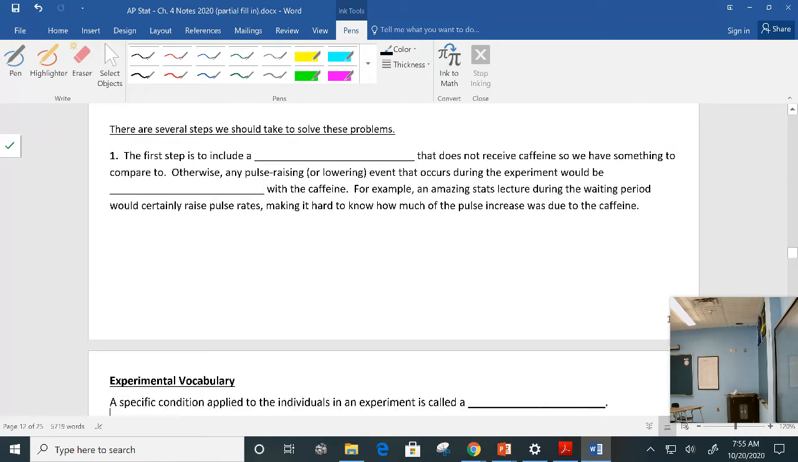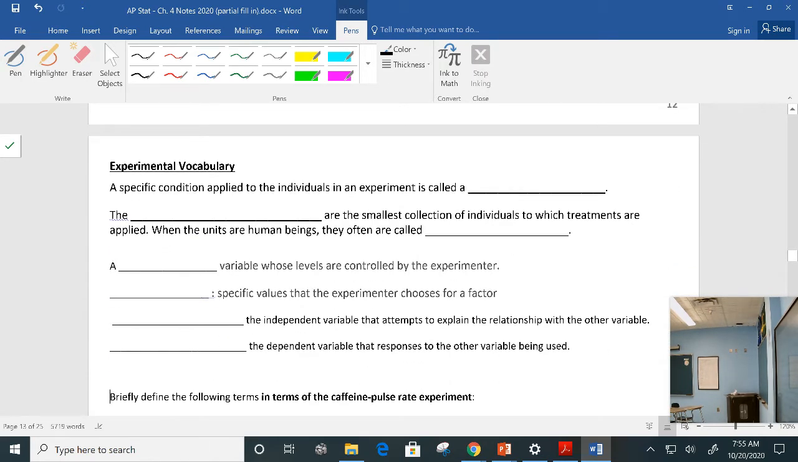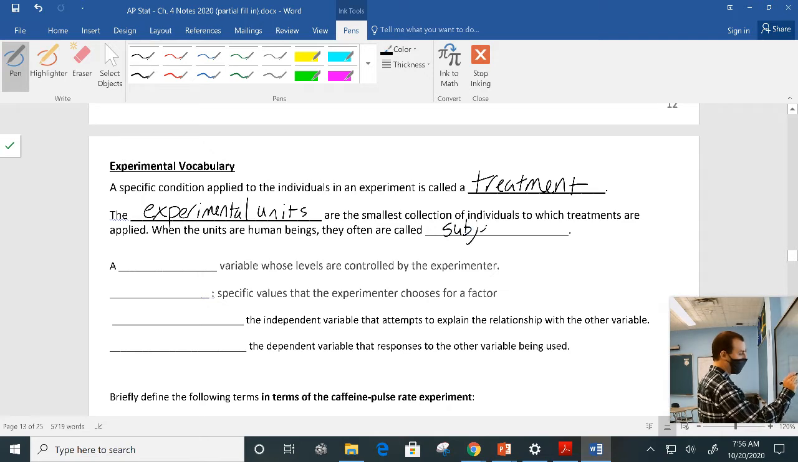Continuing on with some more vocab. So a specific condition applied to individuals in an experiment is called the treatment. The experimental units are the smallest collection of individuals to which treatments are applied. When the experimental units are humans, we call them subjects. So all of you who are in my experiment with my pillows, you would be my subjects. The treatments would be the specific conditions, the number of pillows that you're sleeping with.